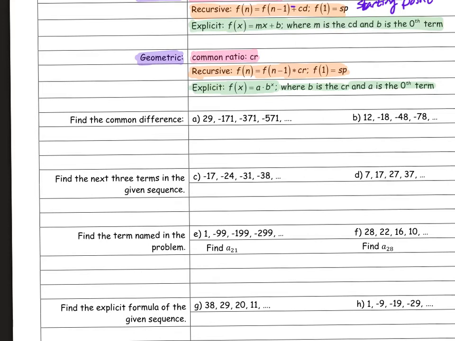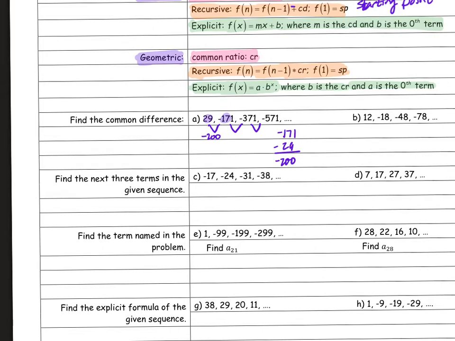So it says find the common difference. Well, how do I find the common difference? I find the difference between here and here, here and here, and here and here. So what I do is I take this term and I subtract that term. So I'm going to take negative 171 and I'm going to subtract 29. Well, what do I get? Negative 200. So the difference between there is negative 200.